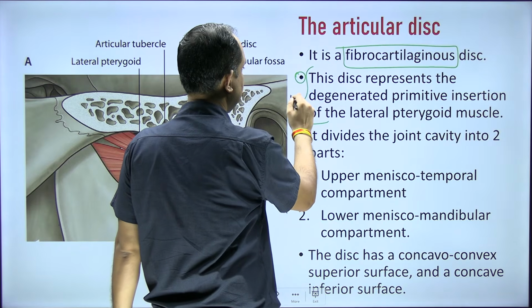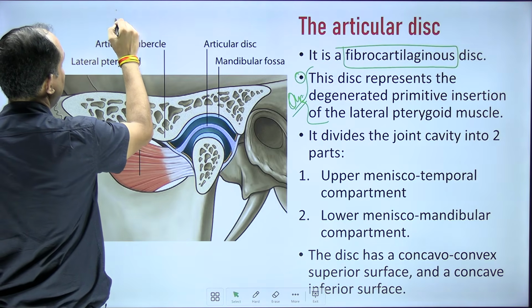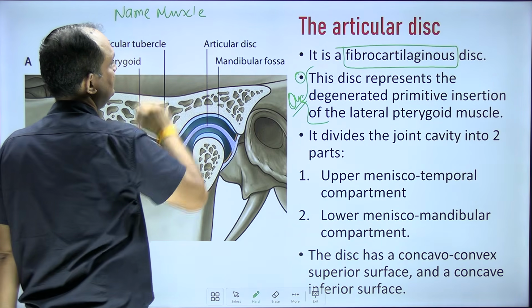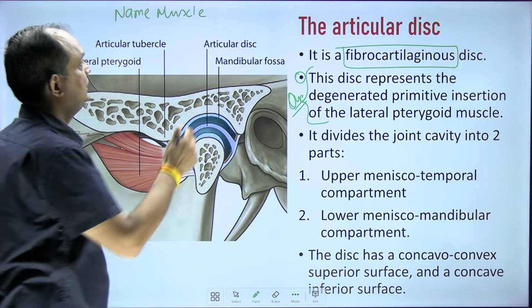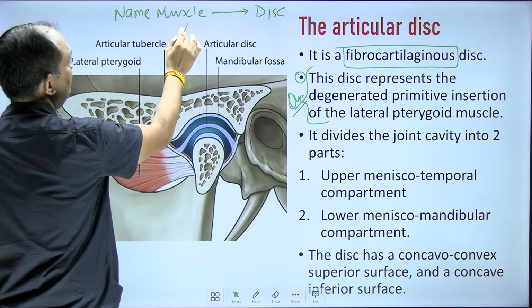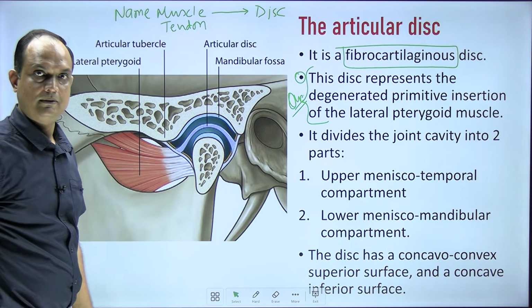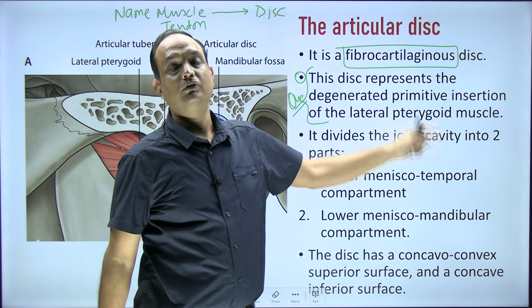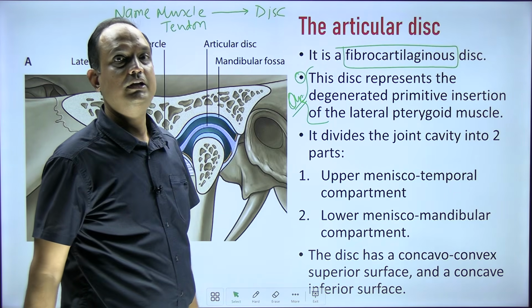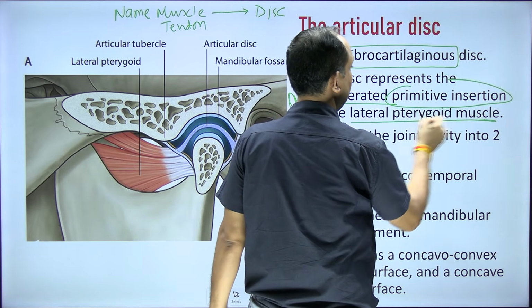Now my dear students, there are two questions related to this line. One question is: name the muscle whose intra-articular part, or I should say intra-articular tendon, converted into the disc. Answer is the articular disc of the TM joint. This articular disc actually represents the degenerative primitive insertion of the lateral pterygoid muscle.